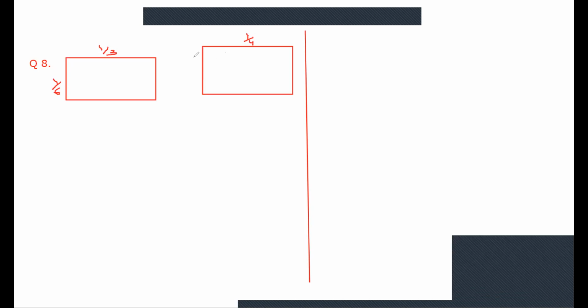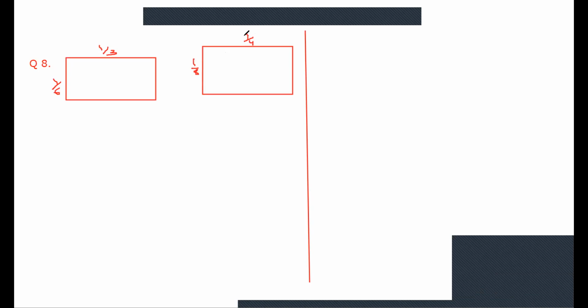1/3 long, and 1/6, right? This is 1/3 and this is 1/6. And how about the one which is given? It is 1/4 and 1/8. All right.